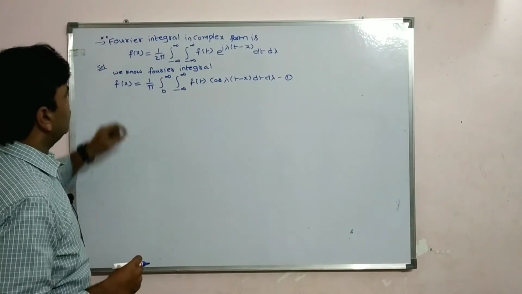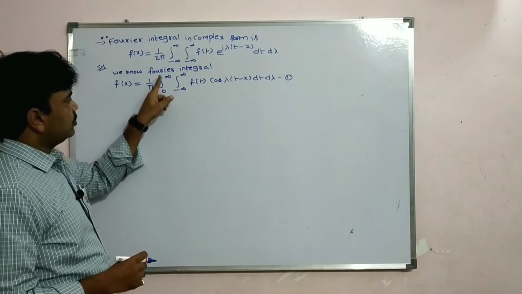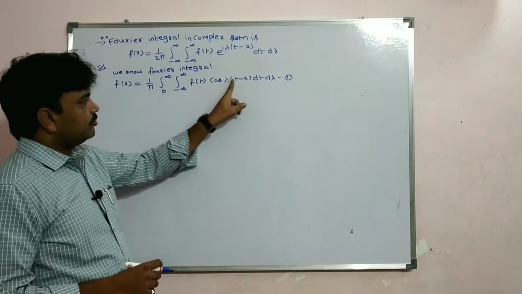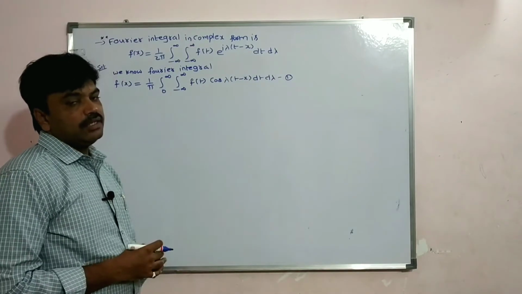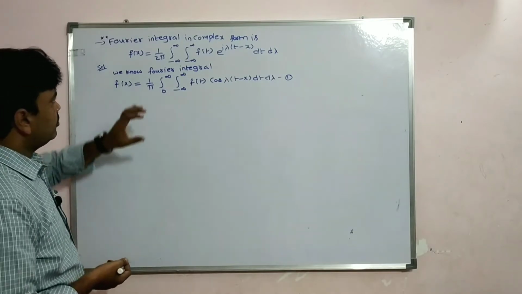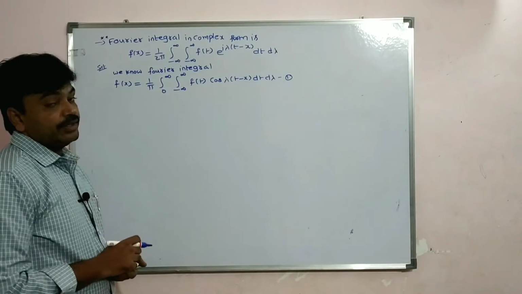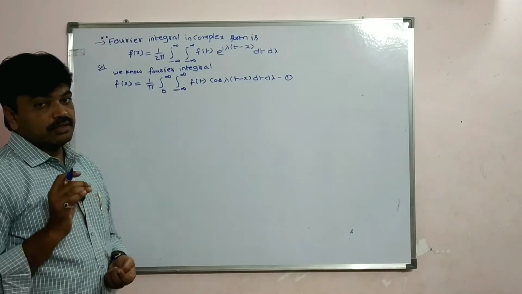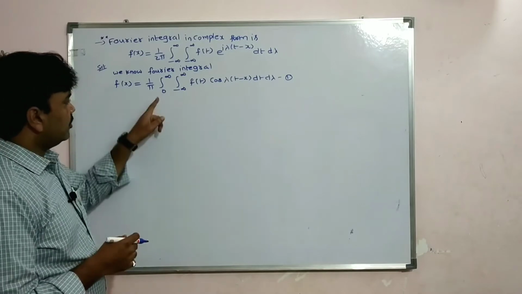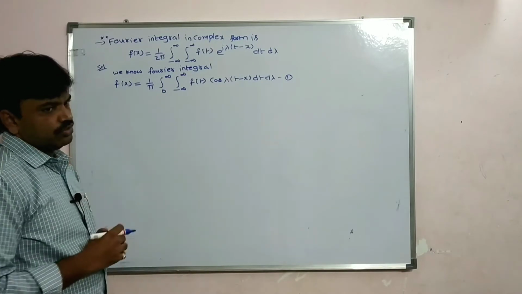Once again, the Fourier integral: f of x is equal to 1 by pi integral 0 to infinity, integral minus infinity to infinity, f of t cos lambda (t minus x) dt d lambda. Now I observe the integration: we have here minus infinity to infinity. So I want to convert 0 to infinity into minus infinity to infinity.